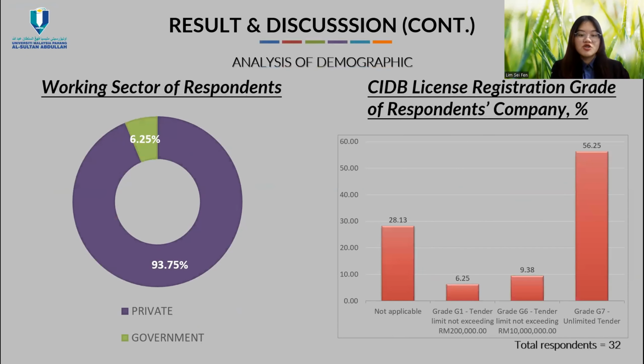Next, the figures show the working sector of respondents. The largest portion of respondents is from the private sector with 93.75%. The data revealed that a substantial number of respondents, totaling 65.63%, work for companies that hold a CIDB license grade above G5, considered certified in the result.